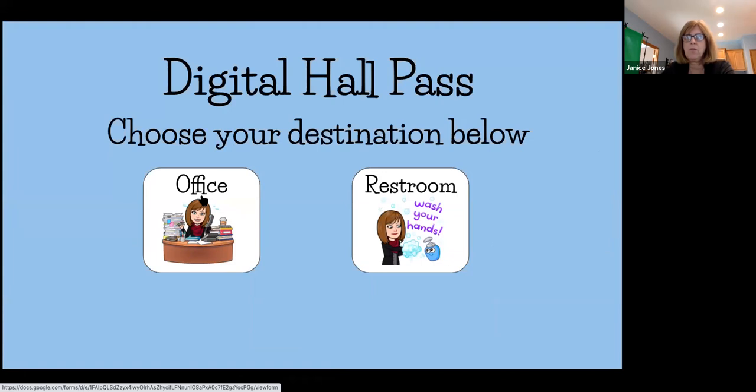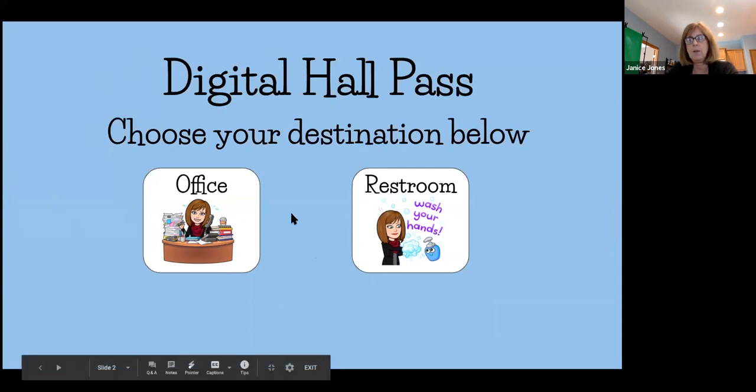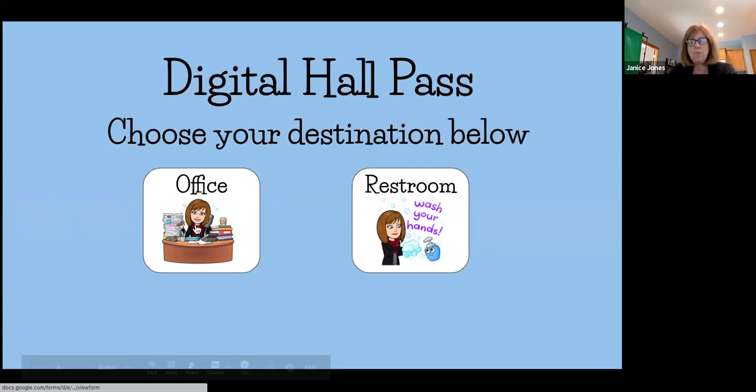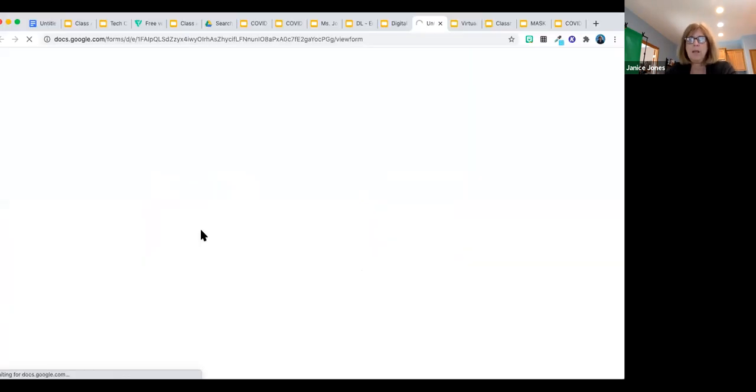I figured with hybrid, they're not going to be leaving to go to the library or another classroom, because they'll be staying in our school. So I either have them going to the office or going to the restroom. Each one of these I'll load into Canvas, or I was going to put it in Google Classroom under announcements so they can just click on this. It'll come up in present mode so they can't move anything around. If they're going to the office, it takes them right to a Google Form.